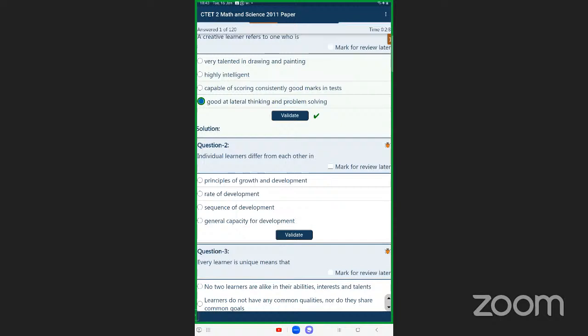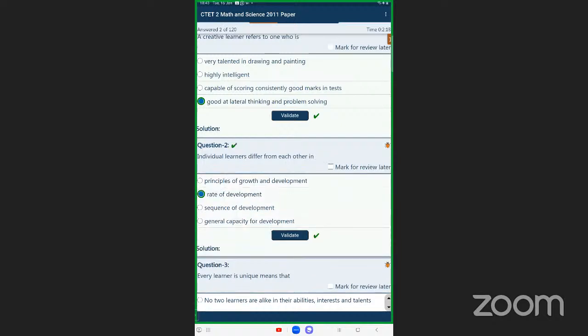Individual learners differ from each other. For what purpose do individual learners differ from each other? So the correct option is rate of development. They differ in that, so you can check. This answer is also correct. Right. Individual learners differ in the rate of what? Development. Right.